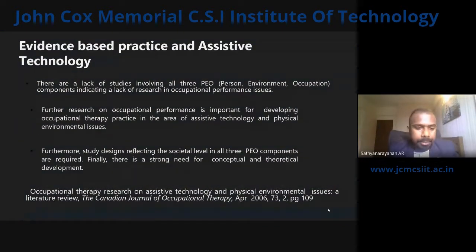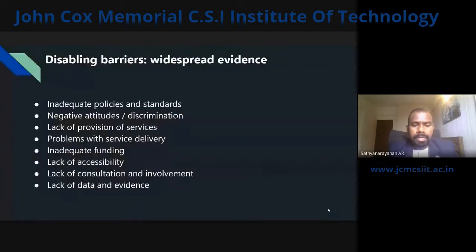I'll take you to that part as well. So what are the barriers? When you look into disabling barriers, widespread evidence shows basically inadequate policies and standards. Now the Indian government has come up with various standards and regulations, but not across the world. In Europe, the US, Australia and the Middle East they have specific ones, but across the world, inclusive regulation is really not standardized.